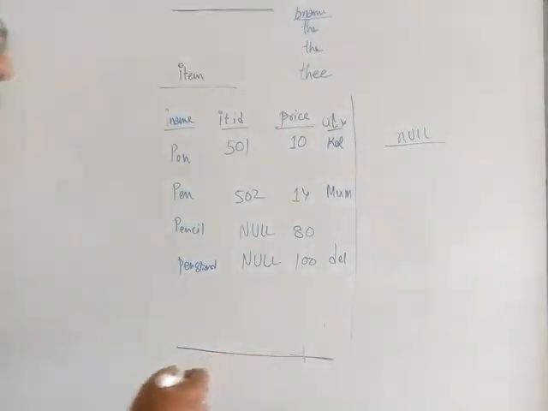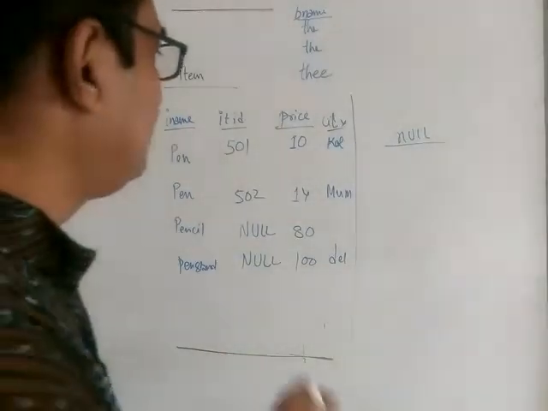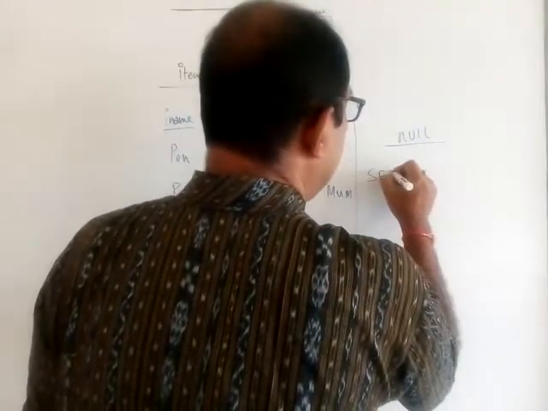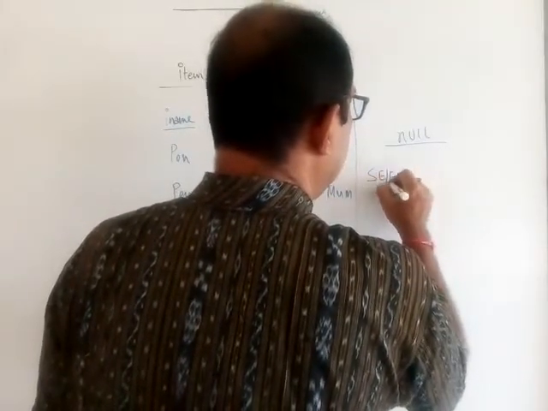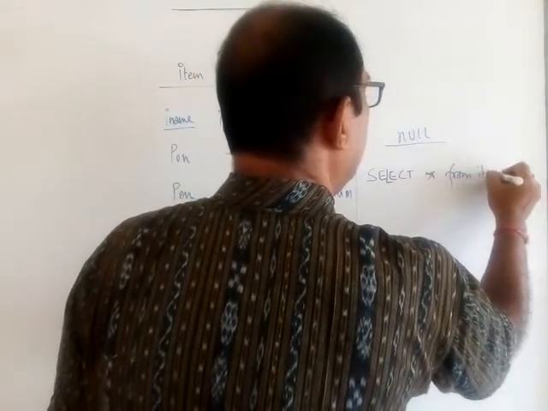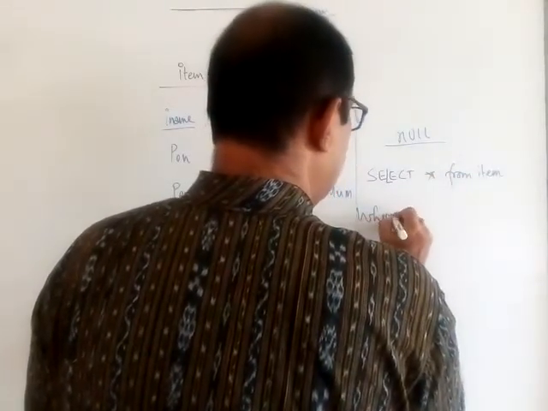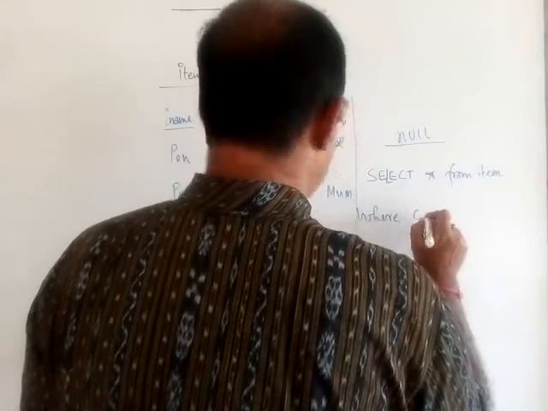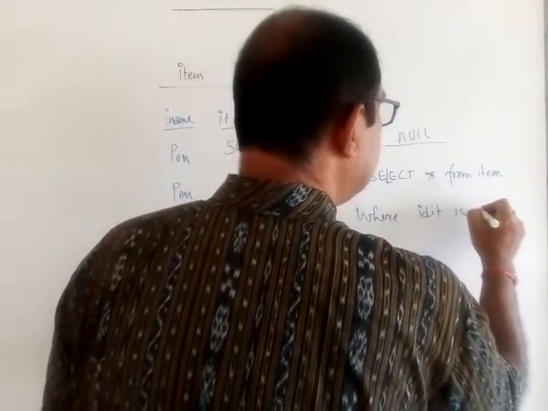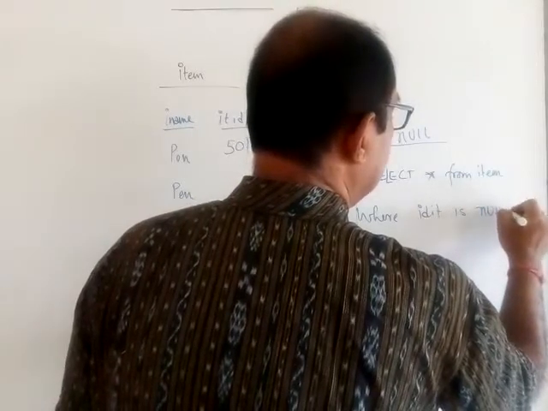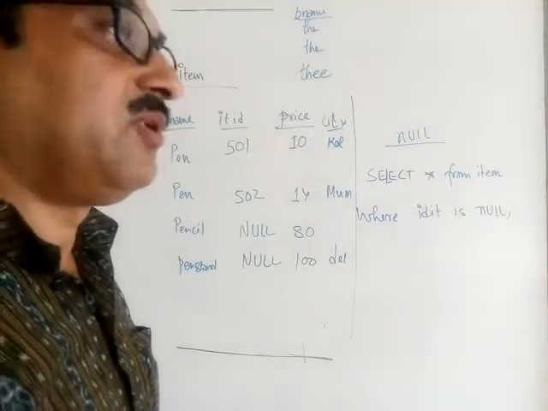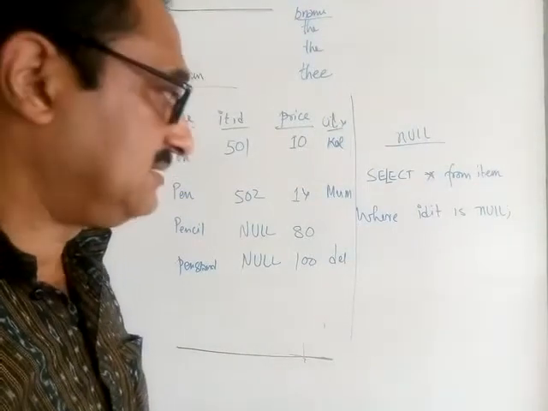Now I wanted to display all the records where the item ID value is null. How can we write it? We can write SELECT * FROM item WHERE item ID IS NULL. That is how it is written. Now this word can be written in capital or in small, both ways work.